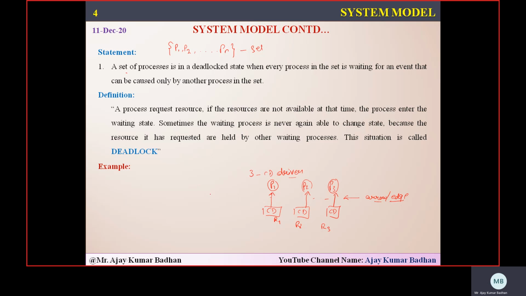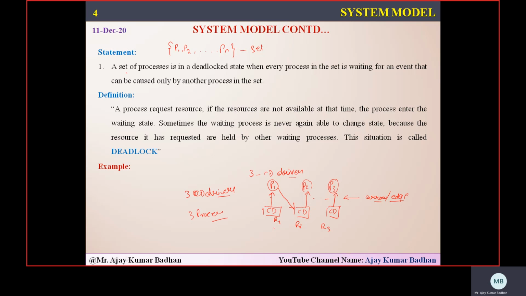Right, you understand that there are 3 CD drivers we are having, and 3 processes we are having. Initially, every process is having one resource here: R1, R2, R3. Now, after some time, this particular process requested another resource, R2, another CD. He wants another CD for writing purposes.